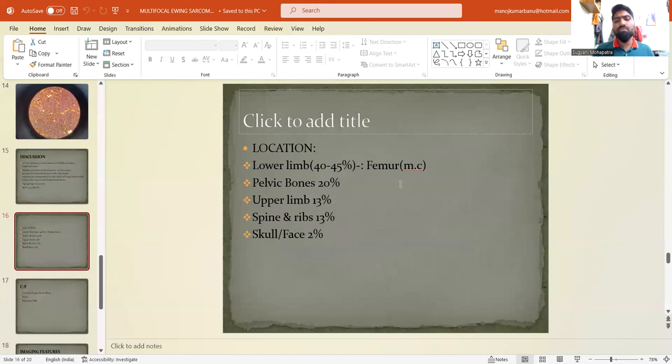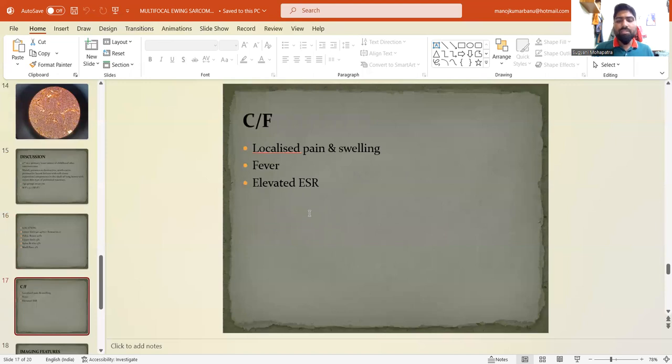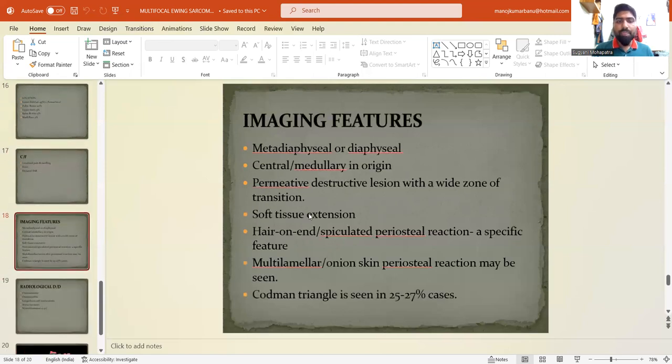Location-wise, in the lower limb, the femur is the most common site. Pelvic bones are involved in 20% of cases, upper limb in 13%, spine and ribs also in 13%, and skull and face in 2% of cases. In our case, it involved the right femur, the right iliac bone, the left scapula, and multiple vertebrae with paravertebral soft tissue components. Clinical feature wise, when it involves a single bone, mainly localized pain and swelling will be there, fever will be there, and elevated ESR or CRP will be there.